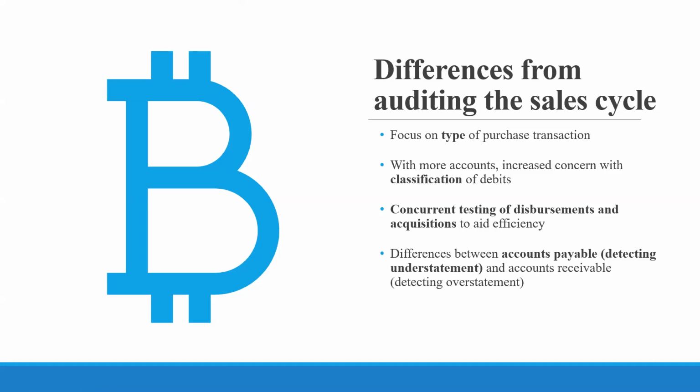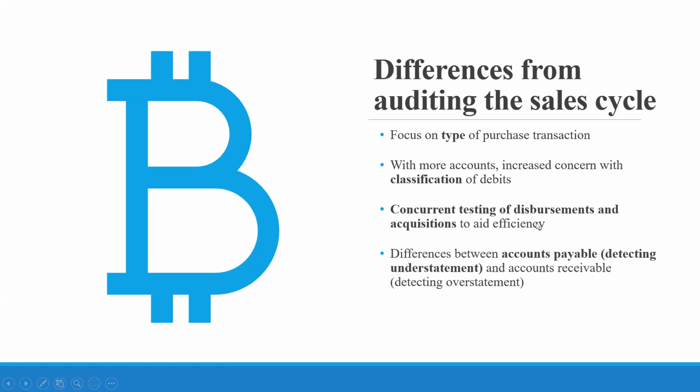So apparently purchase is the mirror of the sales cycle, but it's not always the same. What has been very different if we compare the sales and the purchase? We list something here, but I just want to emphasize the third point, concurrent testing of disbursement and acquisition.